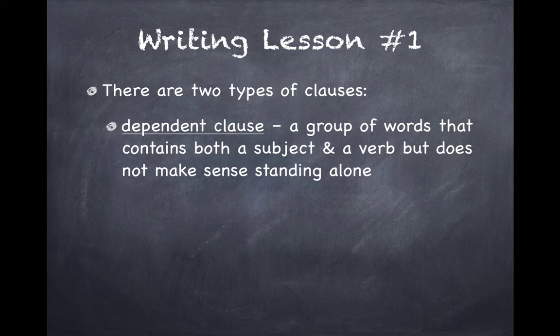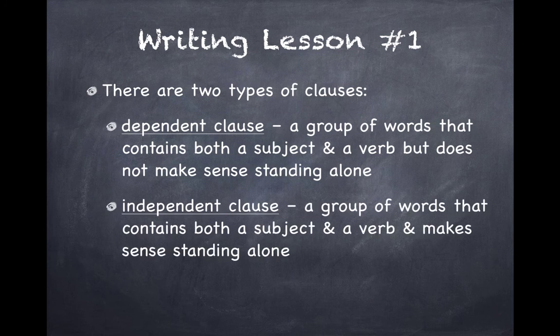Similarly, a dependent clause cannot stand alone because it does not have all of the characteristics in order to do so. On the other hand, an independent clause is going to be a group of words that contains both a subject and a verb, and it does make sense standing alone. So, of course, independent is going to be the opposite of dependent because it can stand alone. It has all three of the characteristics necessary to stand alone.